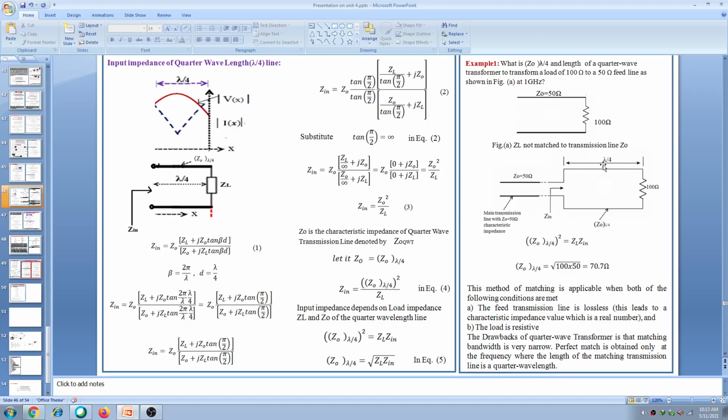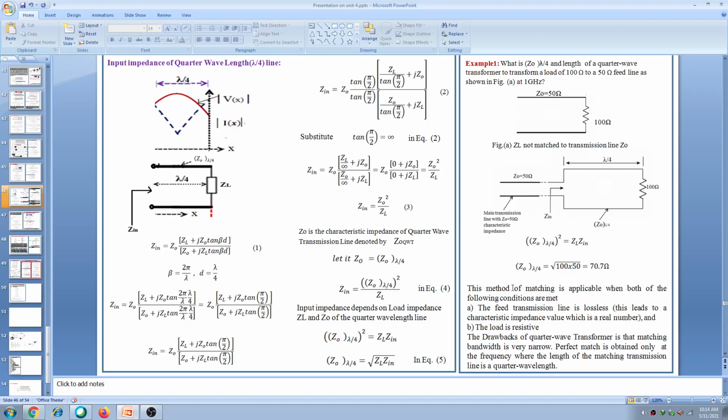So this length will be satisfying only at a particular frequency. Only at that frequency will you get 50 ohm, whatever you needed here. For other frequencies it deviates from 50 ohm, so it doesn't give a match. That is the drawback of this quarter wave transformer impedance matching. But for narrow bandwidth applications, where the bandwidth is low, we can make use of it.